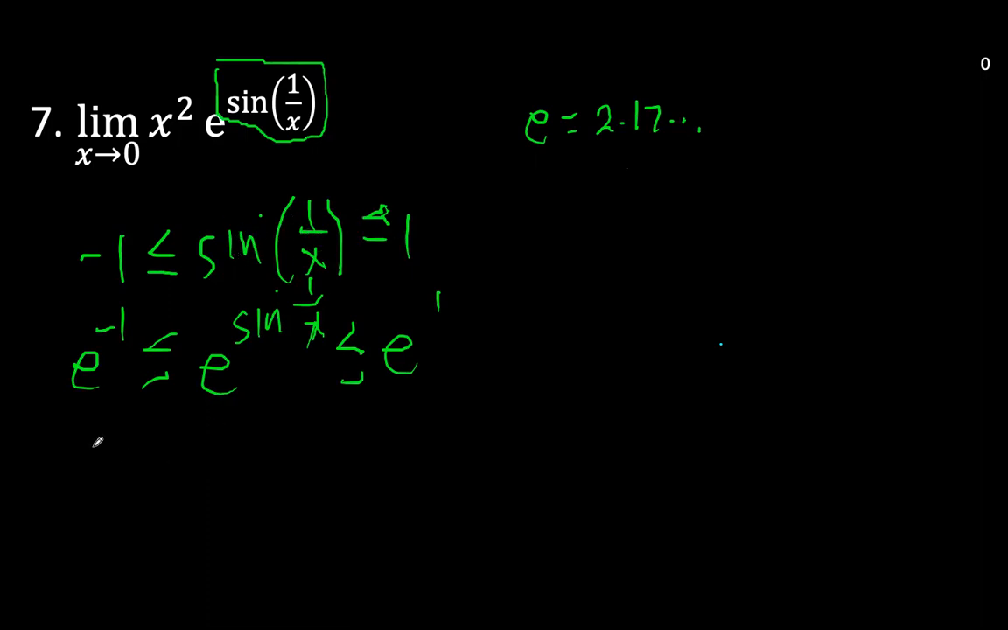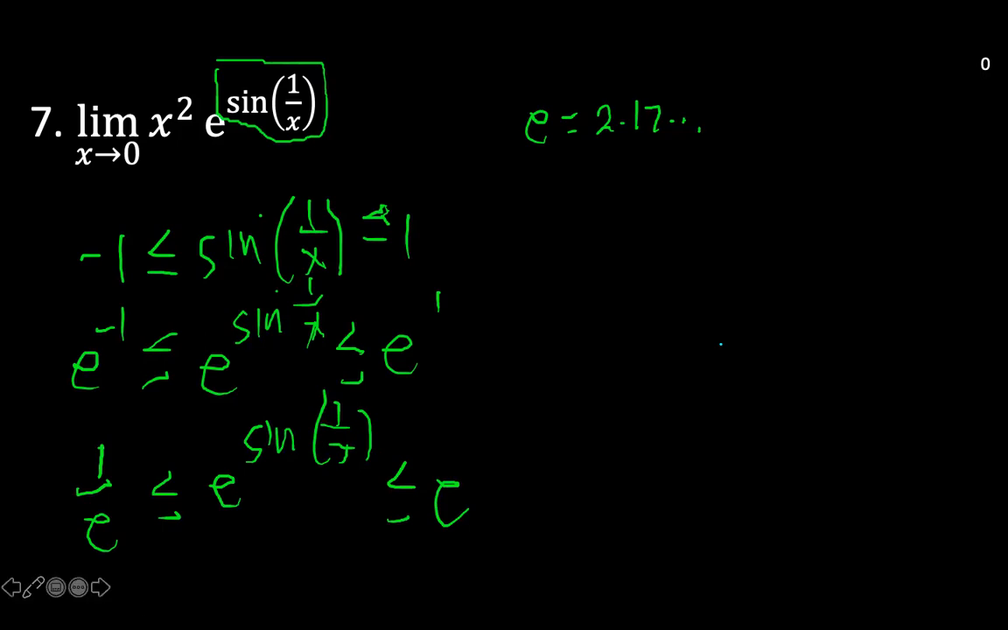So we have 1 over e is less than or equal to e raised to sine of 1 over x. Okay, let's use white, sorry. We have already expressed the middle term to be the same as the given problem, but we lack x squared. So we need to multiply all of the terms by x squared.